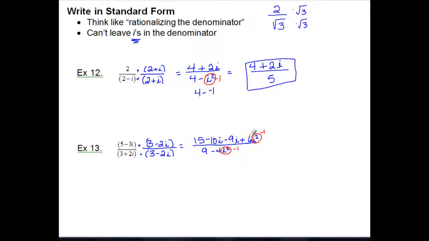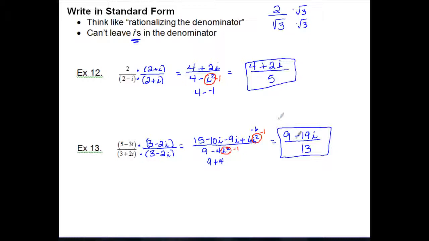Okay, so this is going to be 15. 6 times negative 1 is negative 6. 15 minus 6 is 9. Put those i's together. That's minus 19i over 9 minus negative 1. No, 9. It's going to be 9 plus 4, because negative 4 times negative 1 is positive 4. So 9 minus 19i over 13.